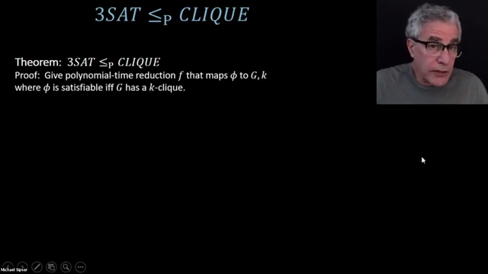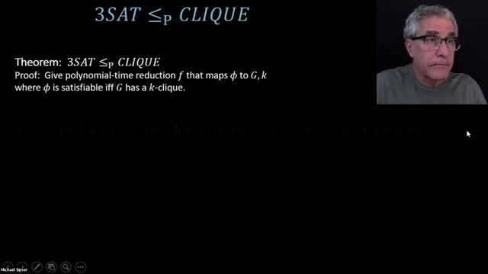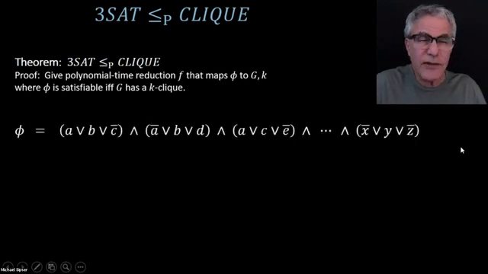So I'm just going to give a reduction. That's what the definition means. I'm going to give a way of converting formulas to pairs, a G and a K, where the formula is going to be satisfiable if and only if the graph has a K clique. Okay, so let's do it a little bit by example.